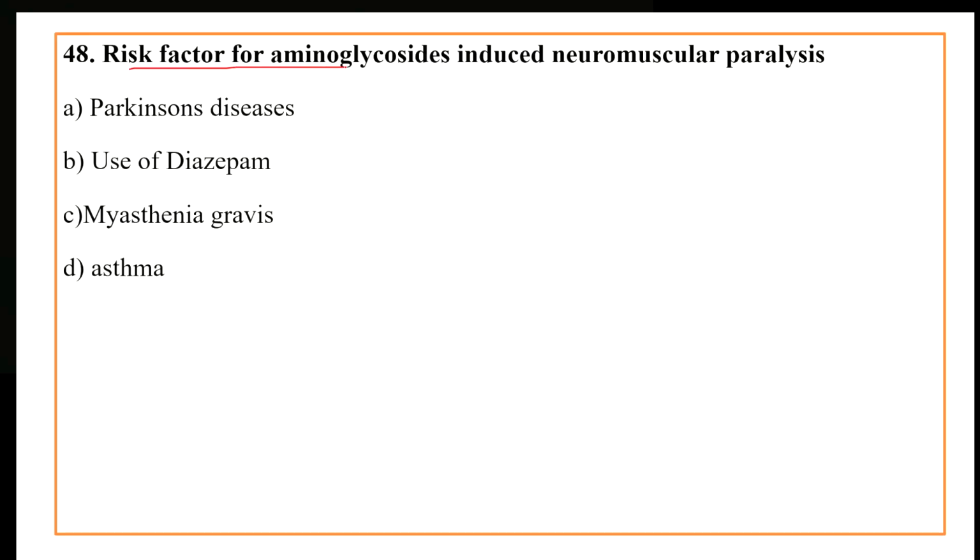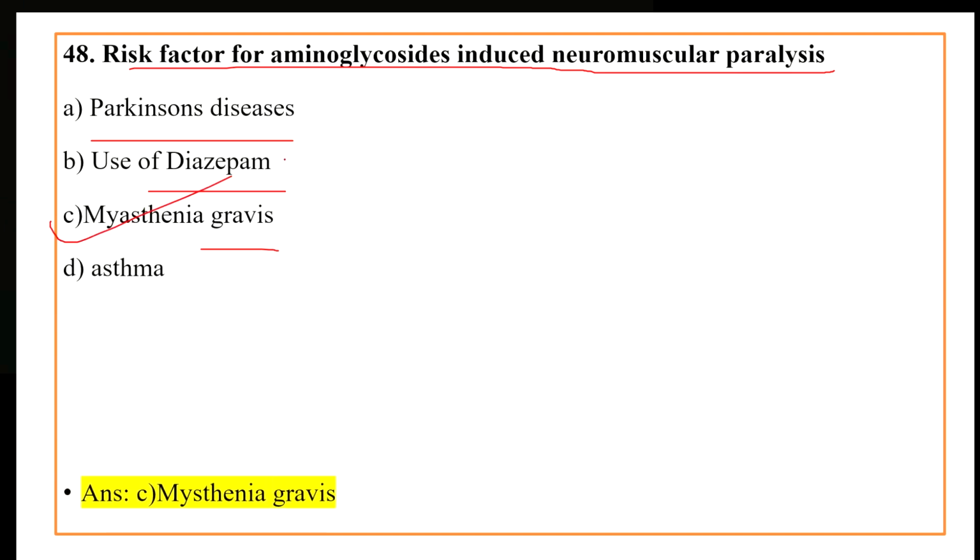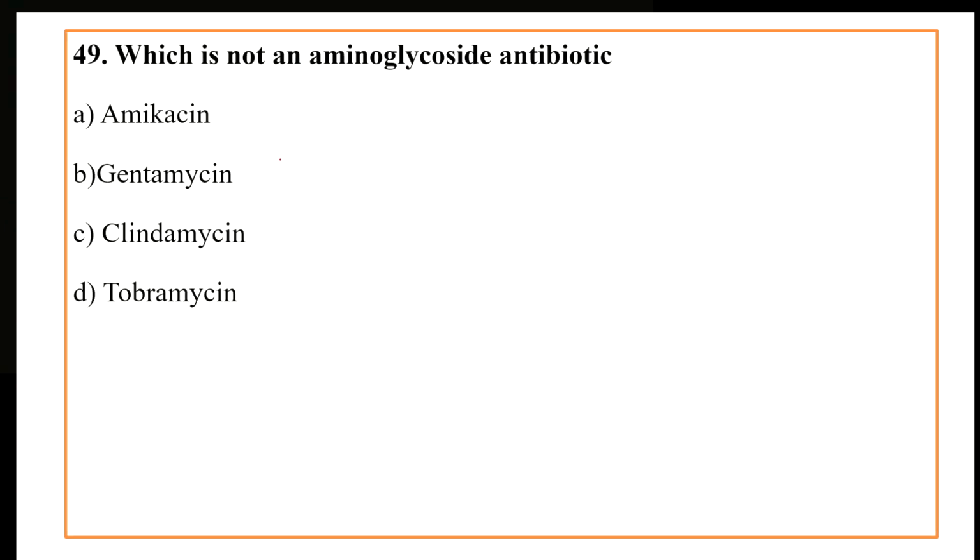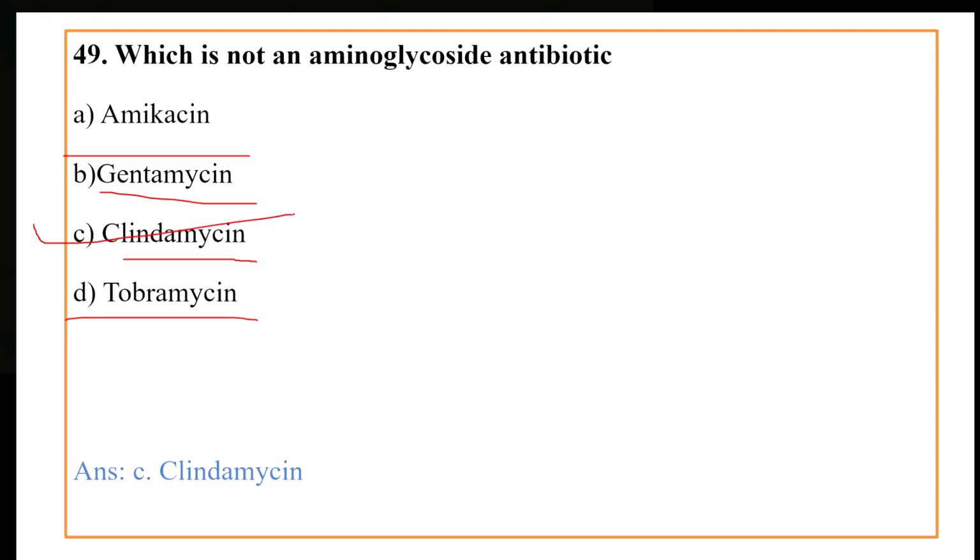Question 48, that is, risk factor for aminoglycoside-induced neuromuscular paralysis. So Parkinson's, use of diazepam, myasthenia gravis, asthma. Yes, so myasthenia gravis is the correct option. Now question number 49, which is not an aminoglycoside antibiotic? Option A, amikacin; B, gentamicin; C, clindamycin; and fourth is tobramycin. The correct answer is C, clindamycin, which does not come under the aminoglycoside antibiotic category.